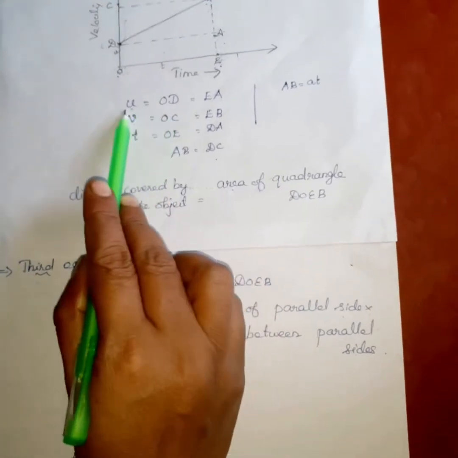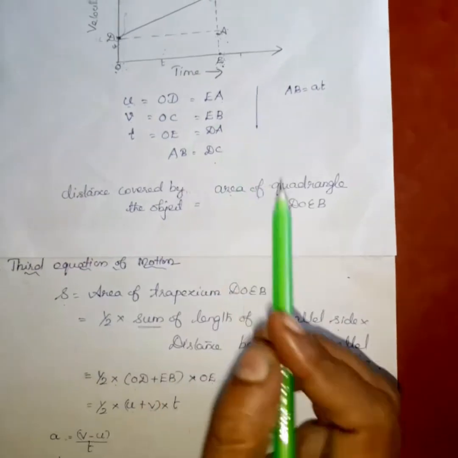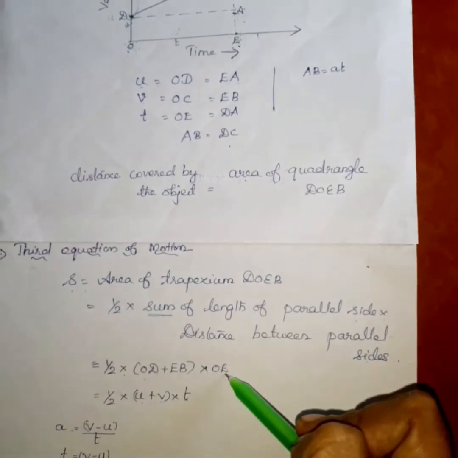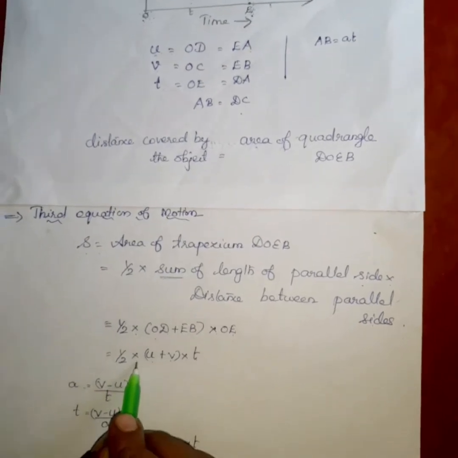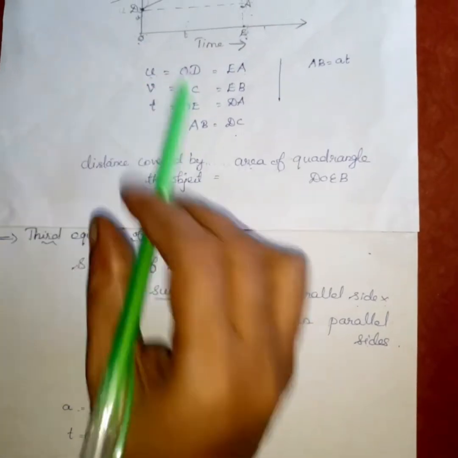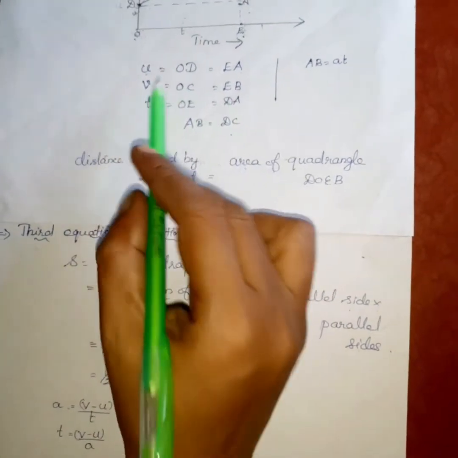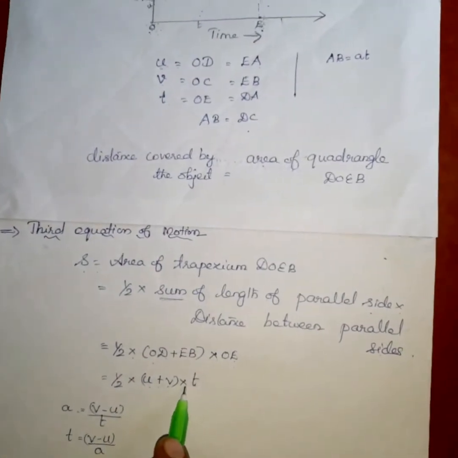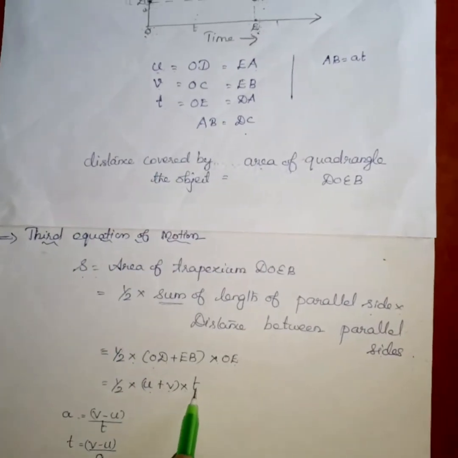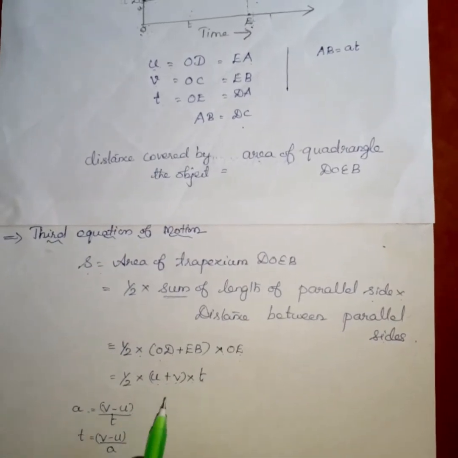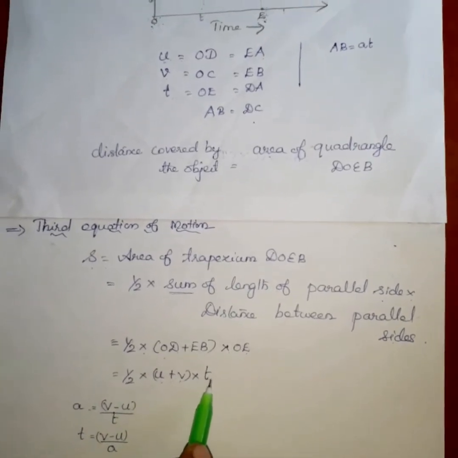Now OD is the initial velocity, EB is the final velocity, and OE is time. So now substitute the values. OD is the initial velocity u, plus EB is the final velocity v, into OE, which is t. So now you write s = half into (u + v) into t.